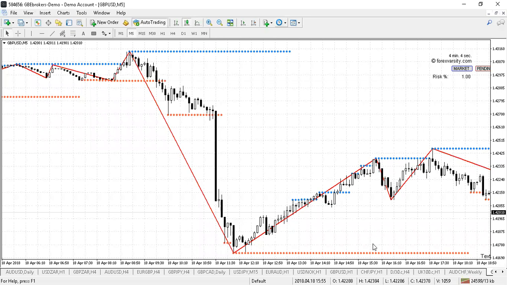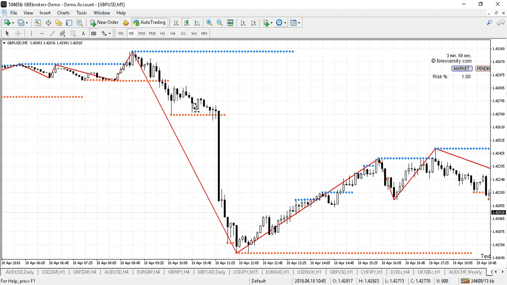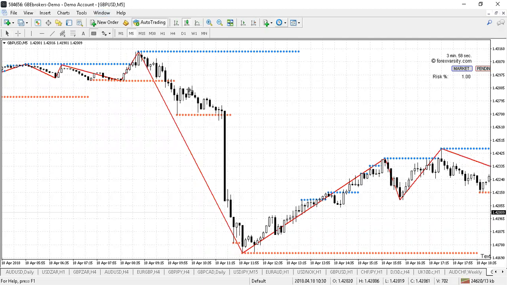Okay, so here's where we're looking at. We're looking at this particular area here. That news event actually came out at 10:30, which you can see the effects that news had on the markets. Huge bearish candle going down there. So the question is, how do you trade it?